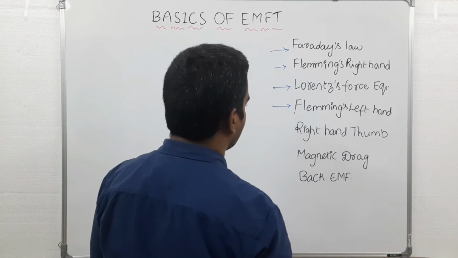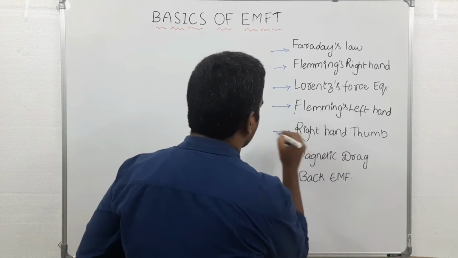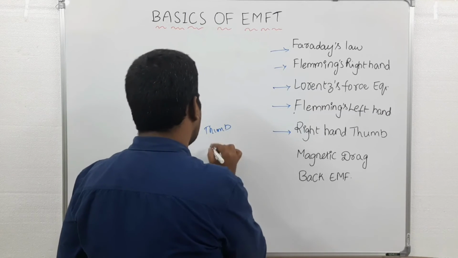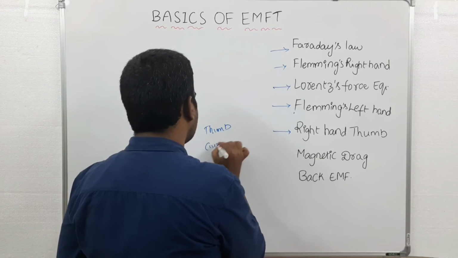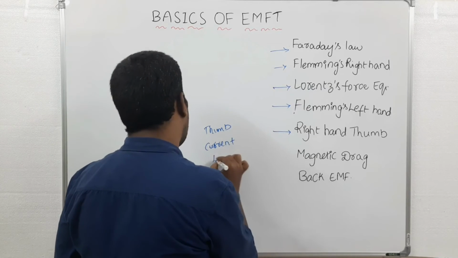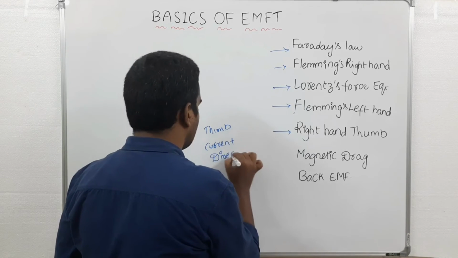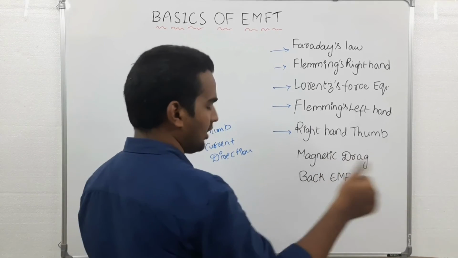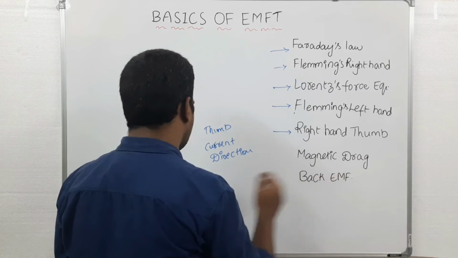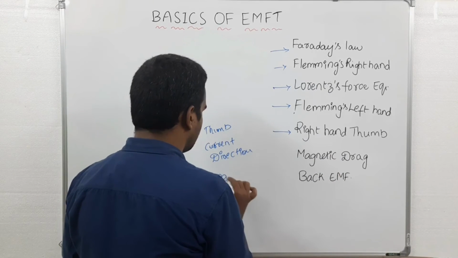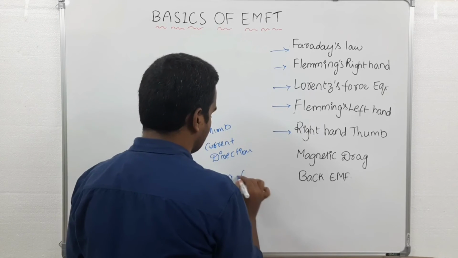Very simple one, right hand thumb rule. Thumb indicates current direction, and the remaining fingers indicate direction of magnetic flux produced by that conductor.